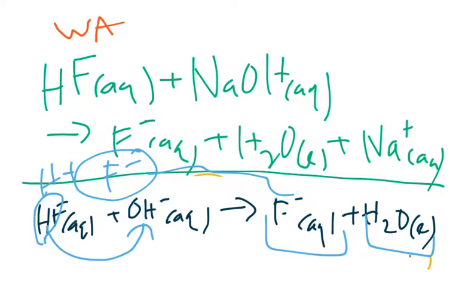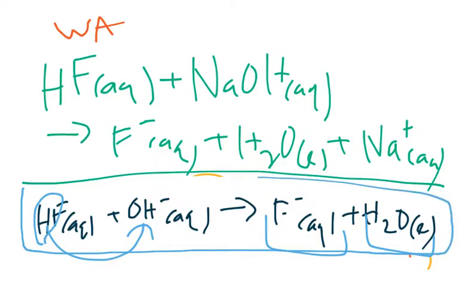But in our net ionic reaction or equation, we don't write HF separately because technically HF is kept together when it reacts with the OH minus. So this is the gist of how a weak acid strong base reaction works. So let me write weak acid and strong base. And now let's look at weak acid and weak base.